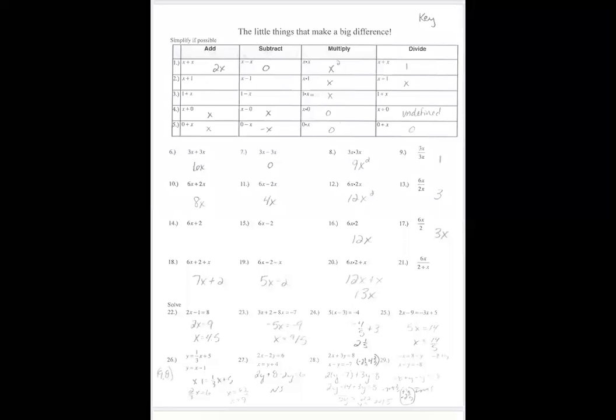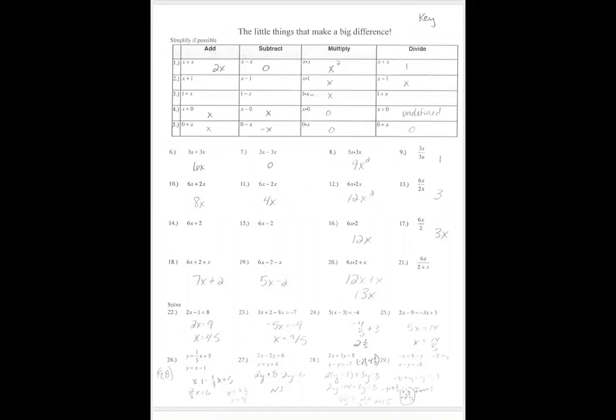Number 18, 6x plus 2x plus x would simplify to 7x plus 2, and then you cannot simplify any further because those are not like terms. Same with number 19, you would take the 6x minus x, or 6x minus 1x to get 5x, and then minus 2. Again, you don't have like terms, so you could not simplify any further.